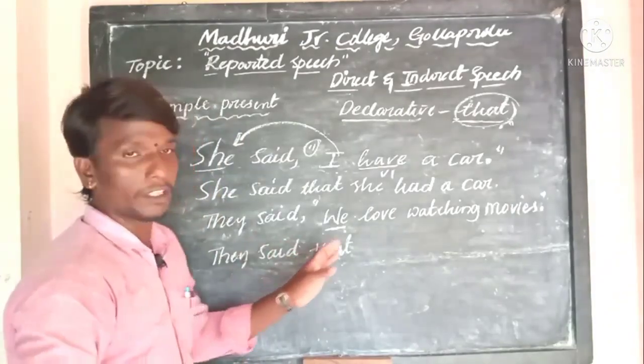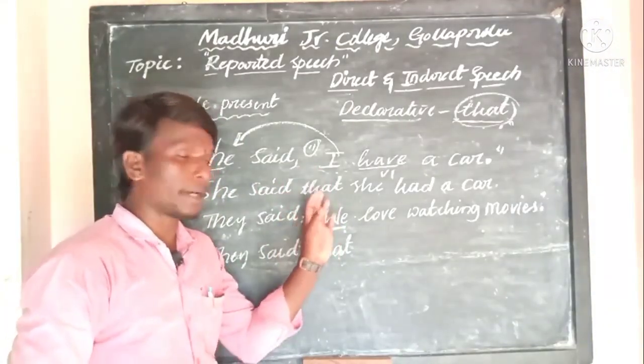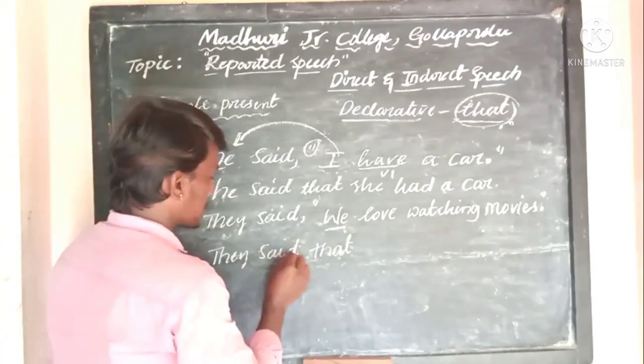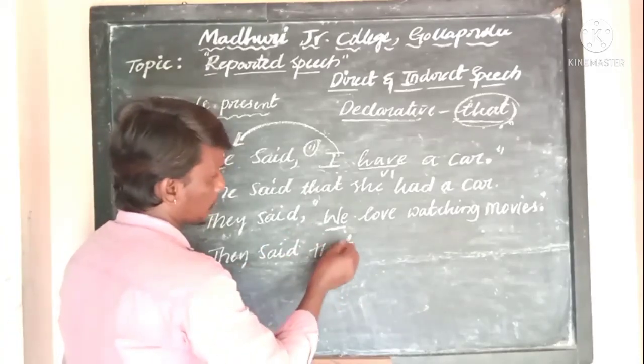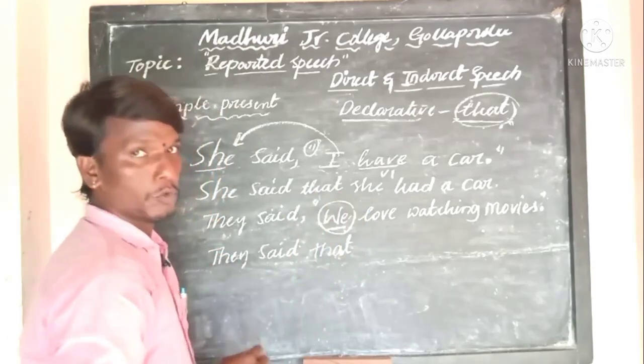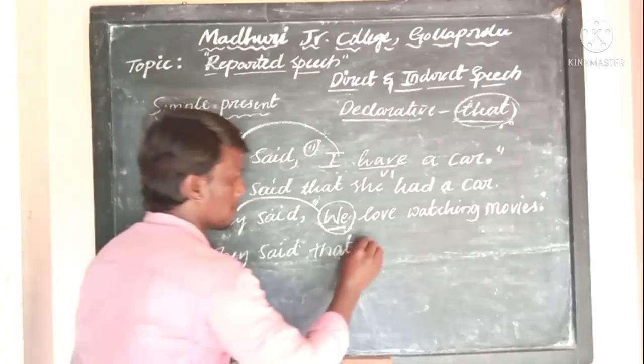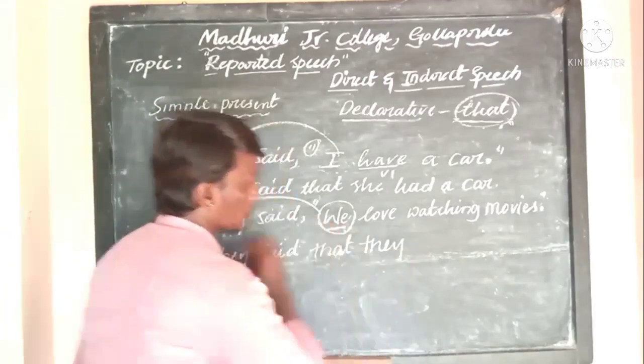As we came to know, when the given reported part is a declarative sentence, that is a suitable conjunction. So, she said that. Okay, they said that. So what does "we" refer to? Whom does "we" refer to? We refers to the subject. What subject here? They is the subject. So "we" becomes "they" here.